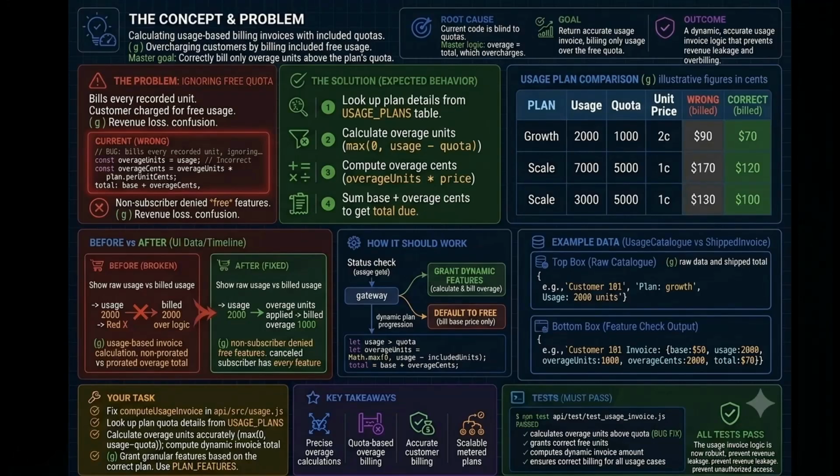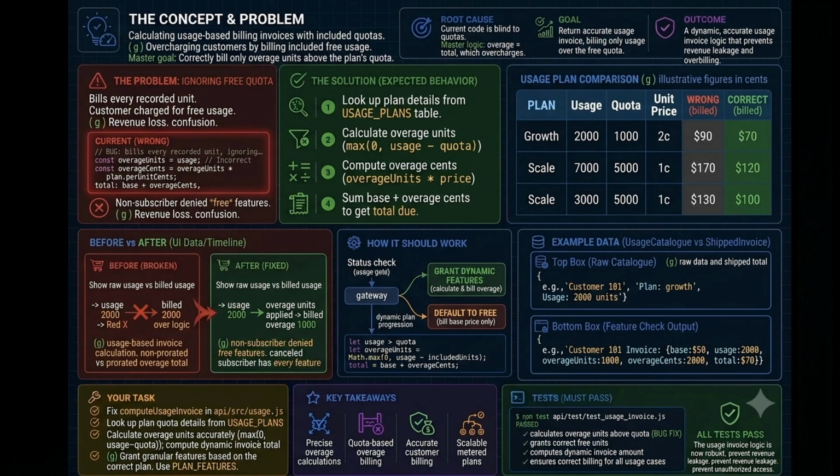Hey everyone, welcome back. Today we are tackling a really critical billing issue, the subscription usage invoice problem. In our metered billing system, each plan's base price includes a specific quota of free units. However, the current code completely ignores this allowance and bills the customer for every recorded unit, forcing them to pay extra for usage that should be entirely free.